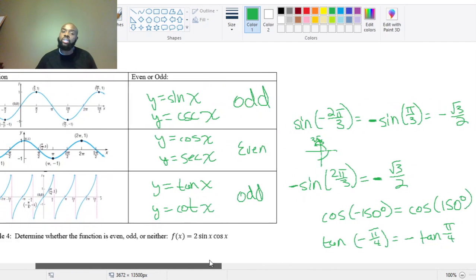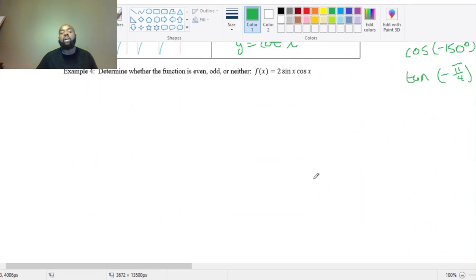In addition to using it to evaluate trig functions, we can also determine if a graph of a trig function is even or odd in case we want to graph it, right? And so this is the product of sine and cosine multiplied by 2. If I want to see if it's even, odd, or neither, then what I'm going to do is what we did before. We replace our x's with negative x's.